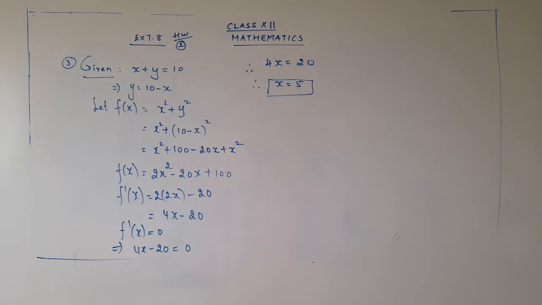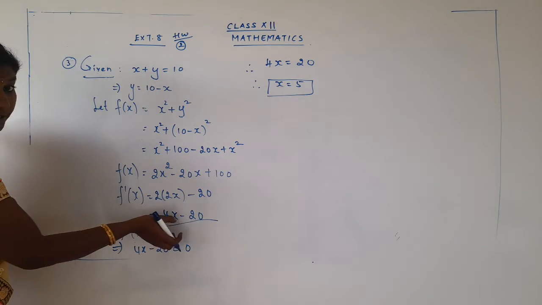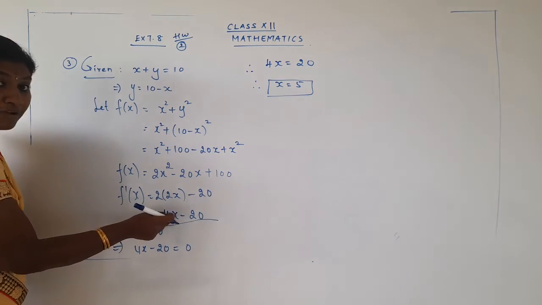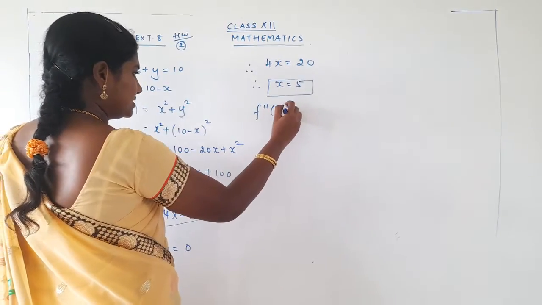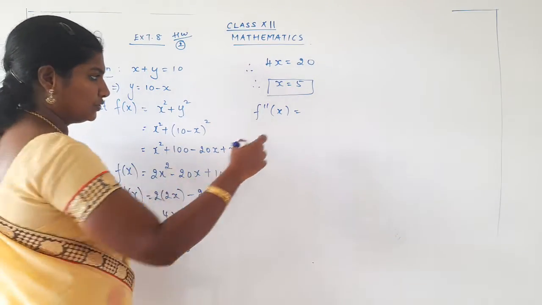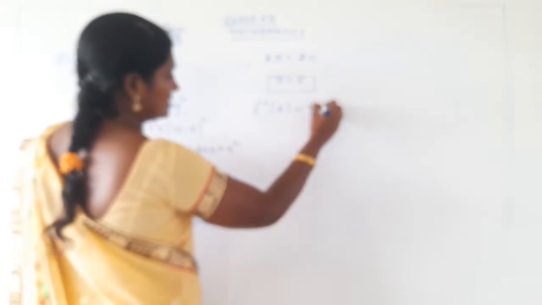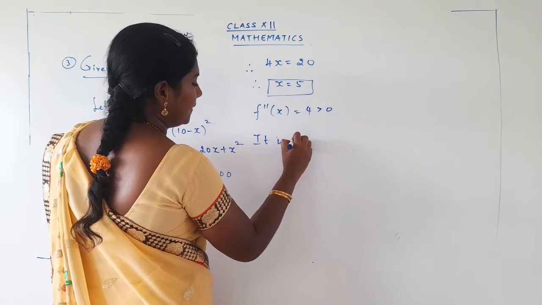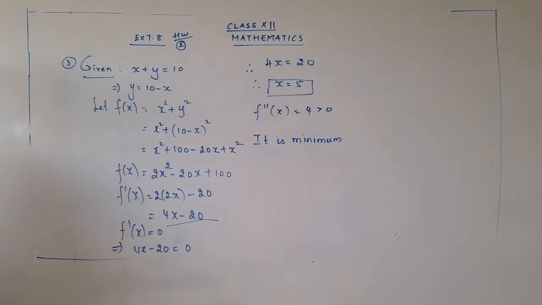Okay, now go for the next step. Find out f double dash x. Very easy. You have to just take the derivative of this term. f dash x is 4x minus 20. So you have to find the derivative of 4x minus 20. So f double dash x is equal to, see here, derivative of 4x is 4 and for 20 it is 0. What is the answer? 4. Is it a positive answer? Yes. So you say it is minimum. It is minimum.